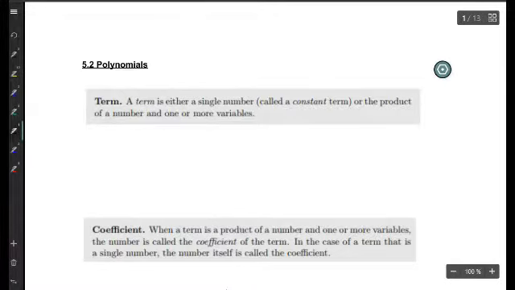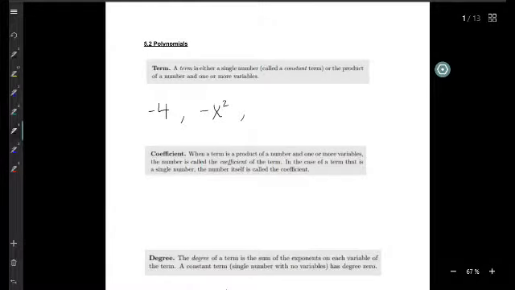So for instance, -4, -x squared, 9y cubed, z squared, -24a cubed, b c squared. These are all terms. Notice nothing's being added or subtracted. Everything's being multiplied.